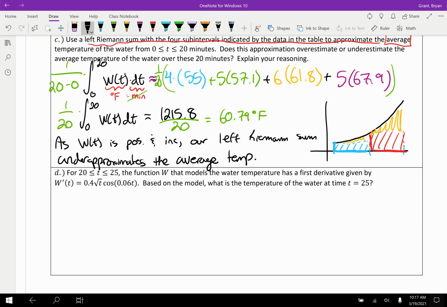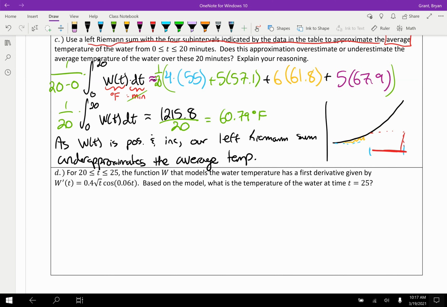Great. Easy enough. What do you need to include there? You need to explain that W of t is positive increasing and that you used a left Riemann sum. So a lot of times I see students say W of t is positive and increasing, so it's an under approximation. But that's not true, because you can have a positive increasing function that's an over approximation.